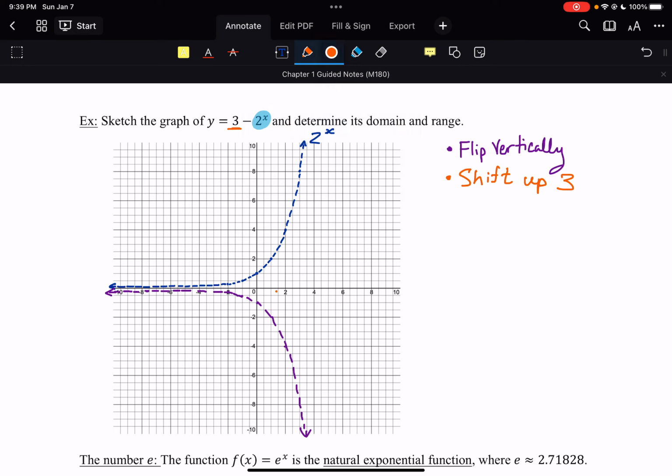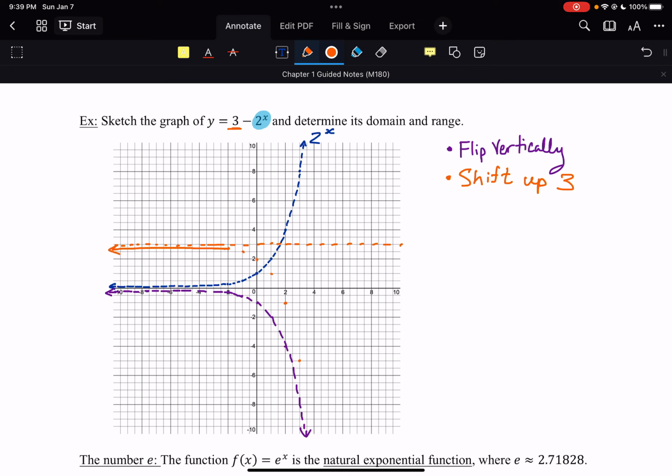So the asymptote is no longer here at 0. It's up at 3. So we'll go ahead and put that asymptote in right there. And then if we plotted any points along the way, you can kind of hold on to those points. Right there. Right there. And right there.